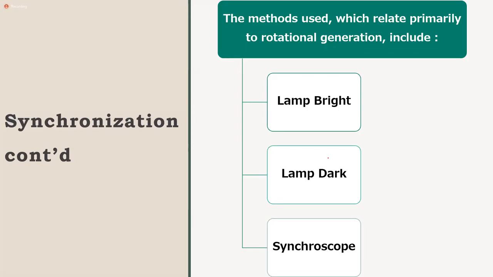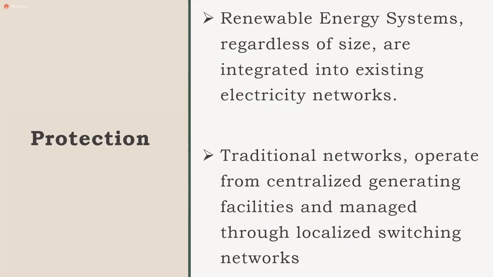The other consideration for renewable system integration is that you're really not going to be building a system from scratch based on renewable energy systems, yes? So you will always be integrating RE systems into an existing network. Now, I mentioned earlier that your traditional network would operate from a centralized generating facility, and it will be managed through localized switching networks. So in other words, you have breakers in your power system, and breakers are not just used for interrupting based on faults. You also can use them for switching. All right. So if you want to open a circuit, you open the breaker. It doesn't have to be that there's a fault for you to open a breaker. Okay.